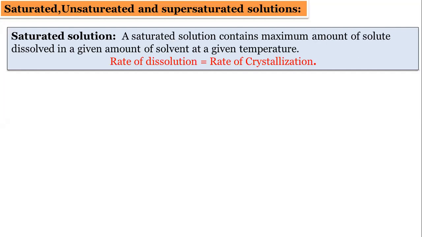The solution contains the maximum amount of solute. See, a saturated solution means it contains the maximum amount of solute dissolved in a given amount of solvent. It means we can't dissolve any further amount of solute in it, otherwise the solution will be supersaturated. So maximum amount of solute means we can't dissolve further solute in the solvent. We can do this experiment at home. Take water in a glass, and slowly we have to dissolve.